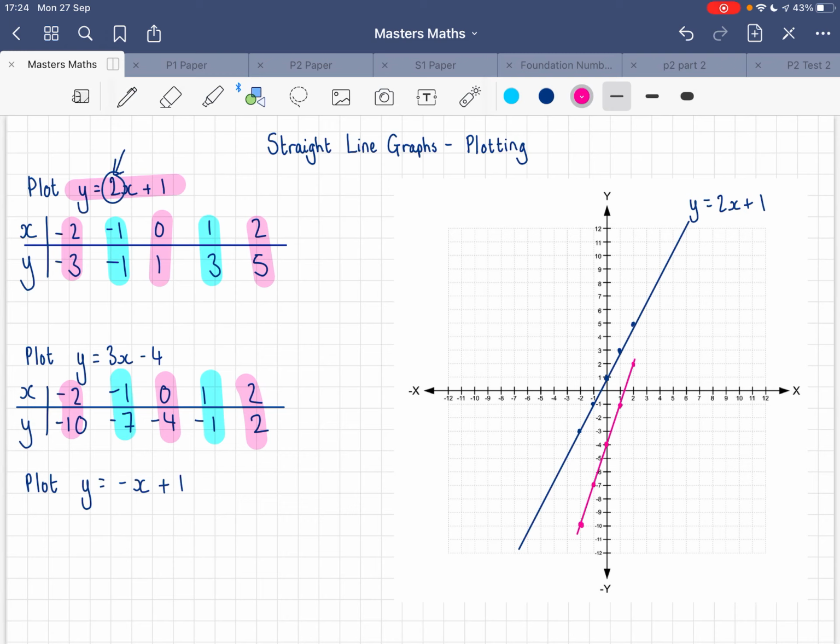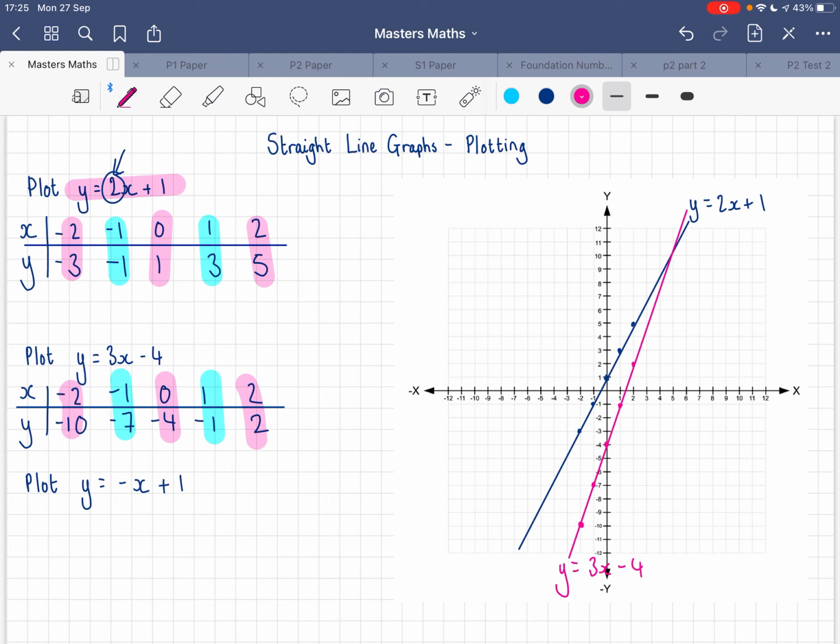And then again, we're going to join that up and then we're going to extend the line across the graph. Trying not to mess it up as I extend it out. There we go. And then at the end as well. So that is the line y equals 3x minus 4.